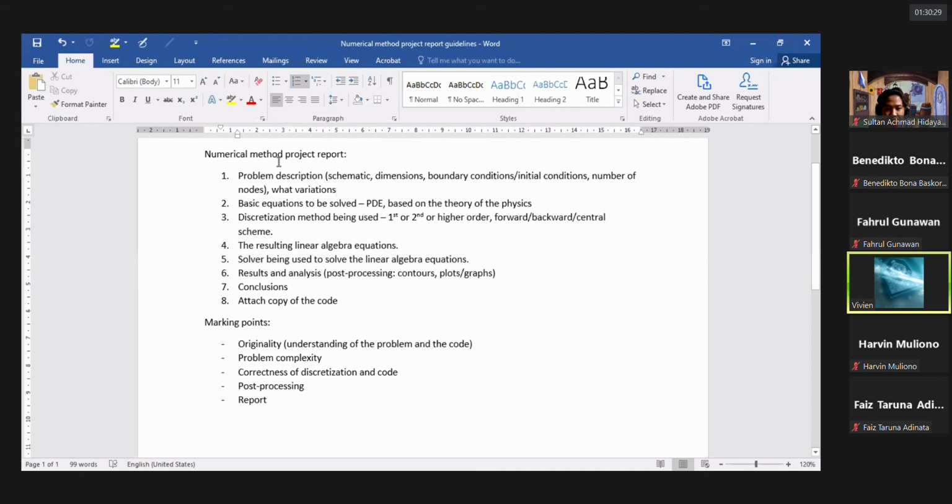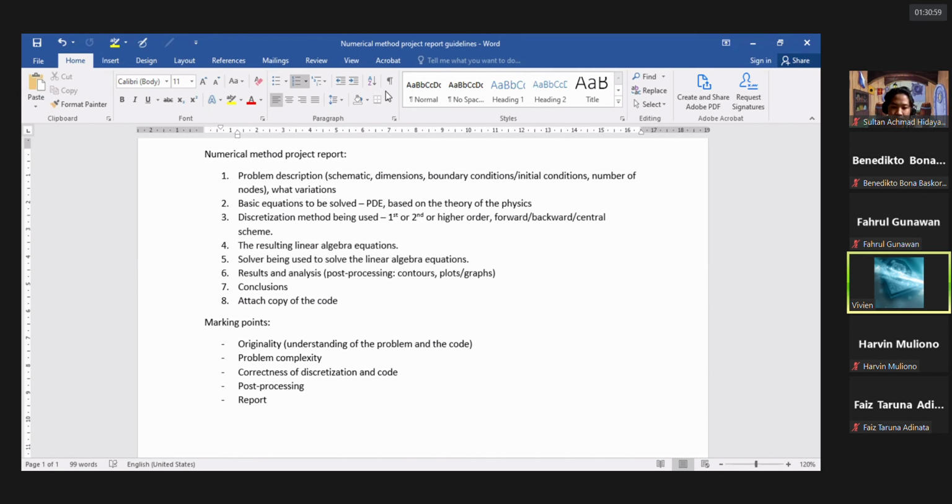One report for one group. Each member does not need to submit the report, only one representative. But on the report you should write down the names of all the members, and also the student numbers.